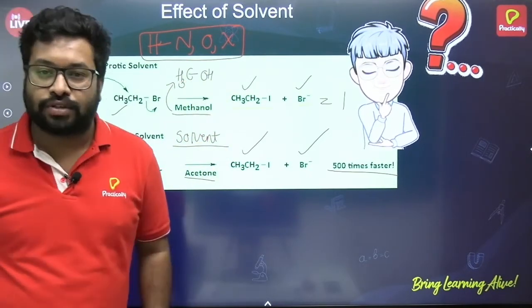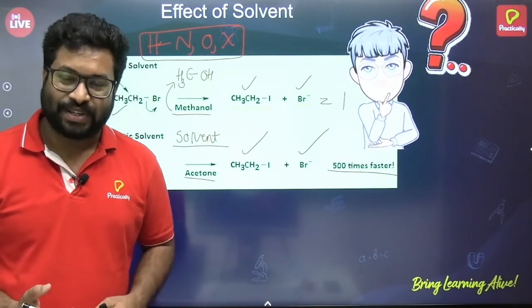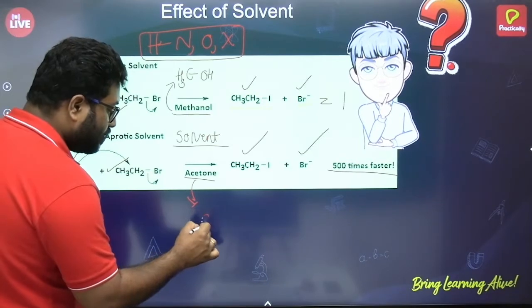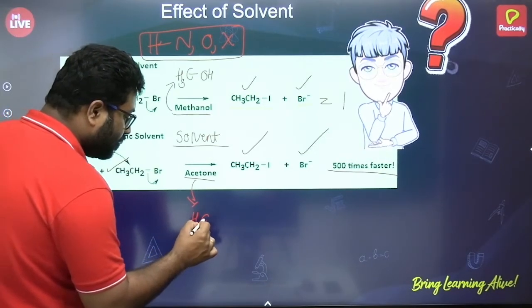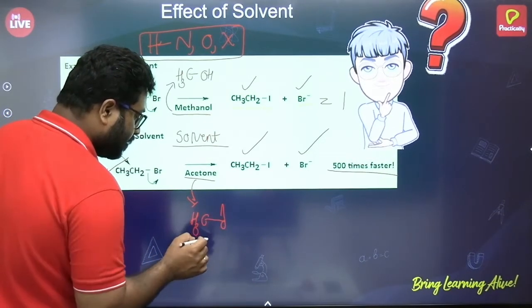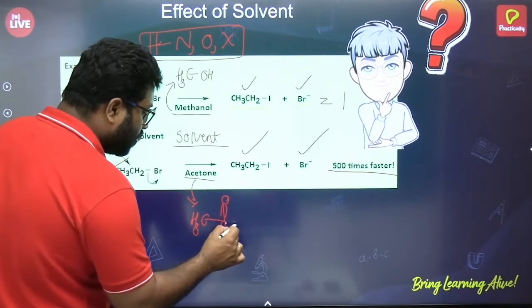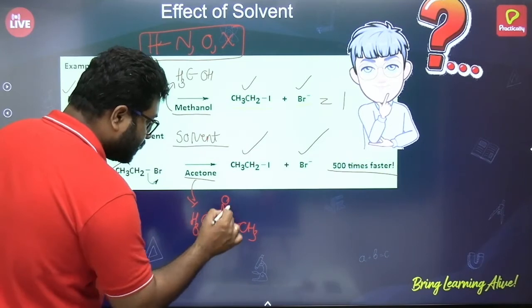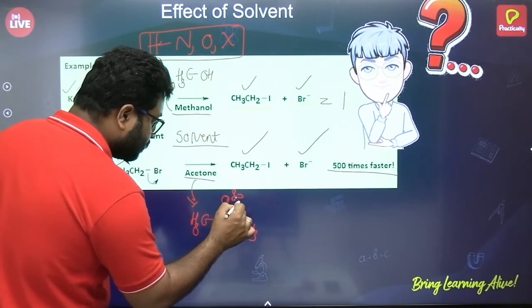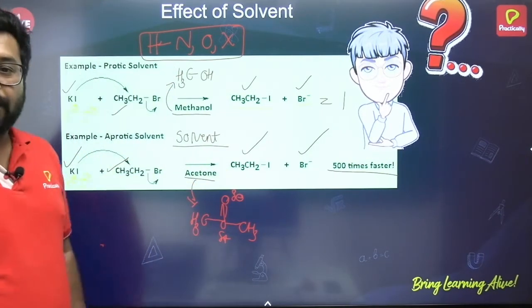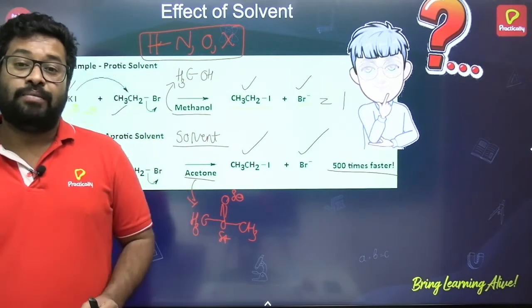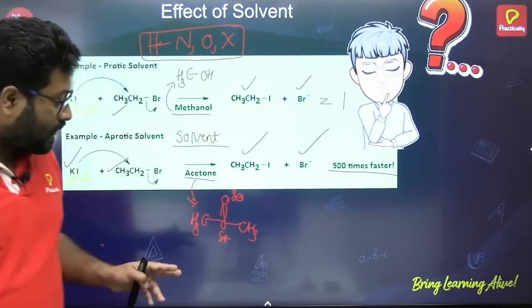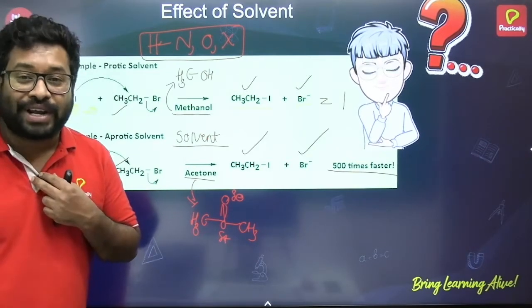Hydrogen is attached to oxygen, so it's a polar protic solvent. And another one is acetone. So, is acetone polar protic? Well, acetone is a polar solvent. It is polar because it has a delta plus and delta minus here, and a delta plus and delta minus there. But acetone is not a protic solvent. Why? Because the hydrogen is attached to carbon, not the oxygen.